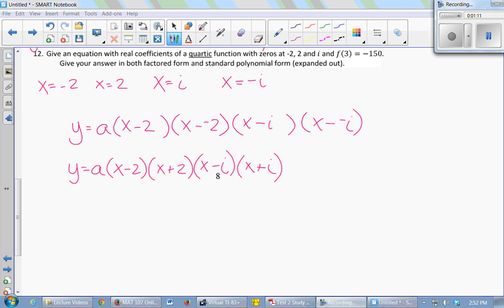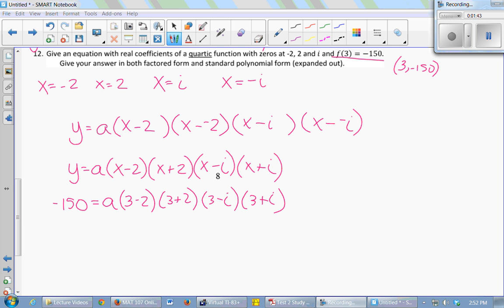Okay, so there's my factored form without the a, of course, but just like the previous 2 problems, to figure out a, I need one more point, right? I know that f of 3 is -150. That means 3 comma -150 is a point on the graph. So if I replace all my x's with 3's and my y with a -150, I should be able to solve for a.